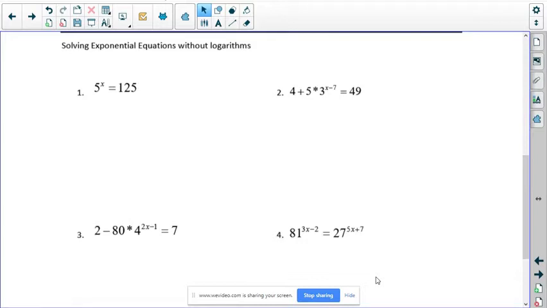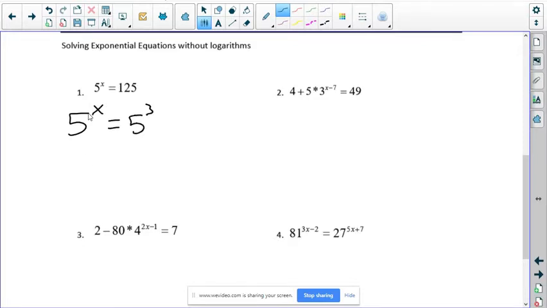you could basically use logic to figure out what that would be, or you can go ahead and adjust this all to have the same base. So 5 to the x, 125 is 5 to the third. Well, that makes x 3. So the only way to make this true is if x is 3.